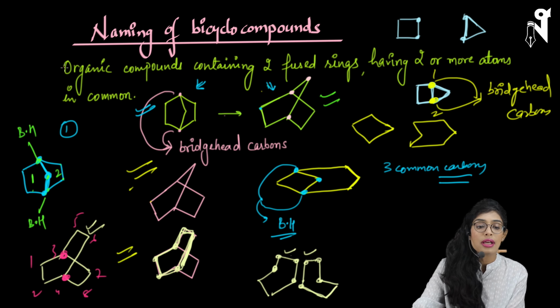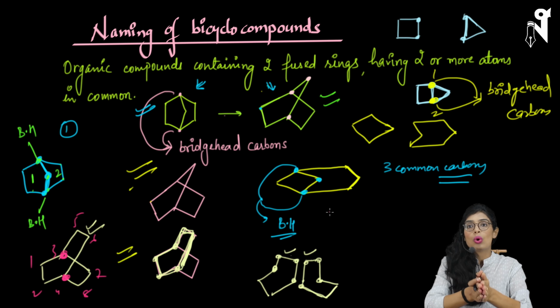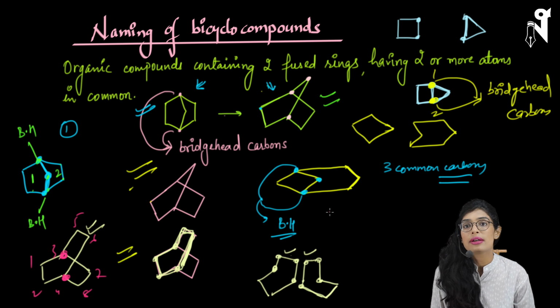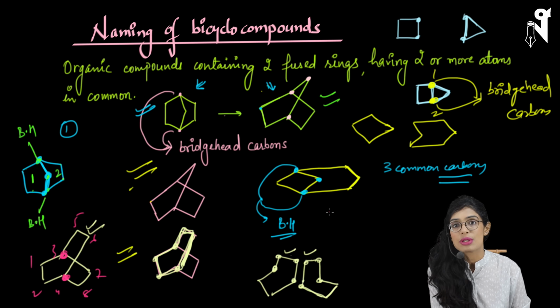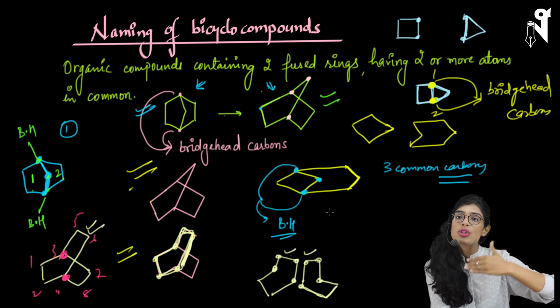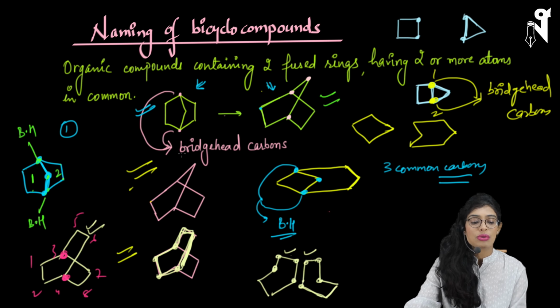Okay, so these are some bicyclo compounds where two cyclic structures have been fused together with a common wall, which has some shared carbons, at least two. Those two which are starting a wall and ending a wall will be called bridgehead carbons. Inner carbons will not be called bridgehead, but the whole common shared wall will be called the bridge. Okay, so now let's see how to name these structures.